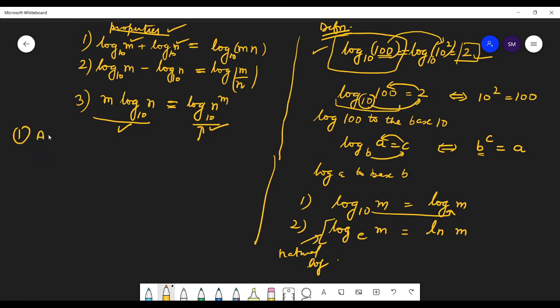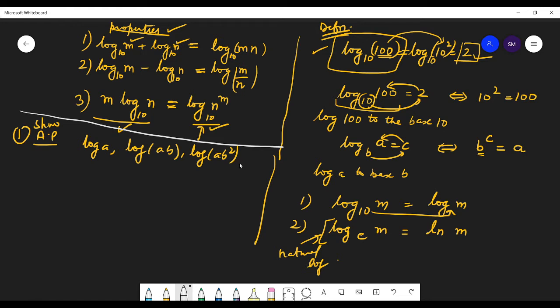So you have a sequence, students, and you need to show that it is an AP. The sequence given is log A, log AB, log AB square, and so on. You have to prove that it is an AP, and second, find the nth term of this AP.